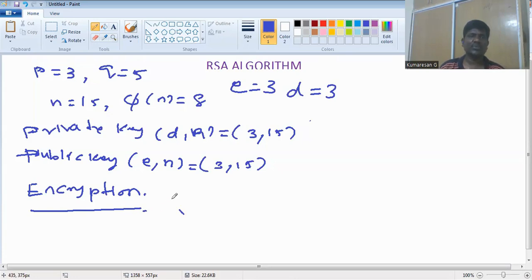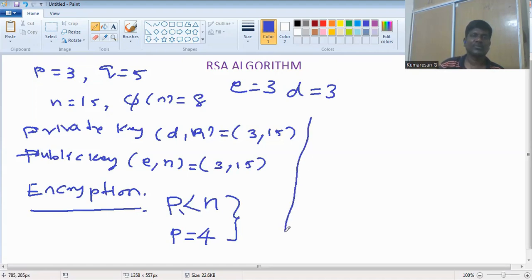Here is one condition: the plain text must be less than n. What is the n value here? 15. So we need to select a plain text that must be less than 15. Let us assume that I am selecting P as 4. So the plain text is 4. With the help of these values, we need to encrypt the plain text, and then we will get the ciphertext.